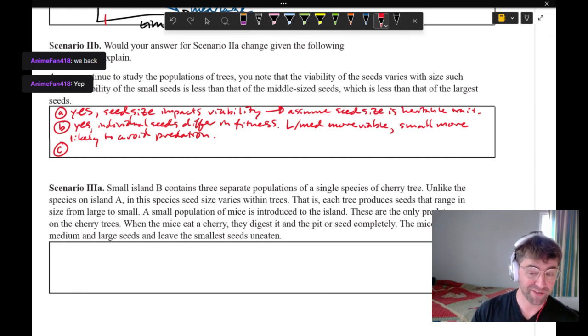So as long as the mice are not eating all of the medium and large seeds, some are going to remain to reproduce and produce individuals in the next generation. And that may be sufficient to maintain relatively equal numbers with the smaller seeds that aren't being eaten but aren't as fertile, right? Aren't as viable. So in future populations, the proportion of trees producing each seed type really depends on both the numbers of large and medium seeds that survive and the small seeds that are uneaten, and the relative viability of each of these. So future makeup will really depend.